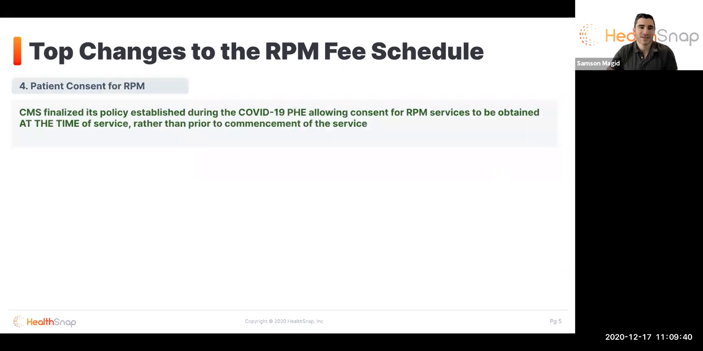The next is patient consent for remote monitoring. So there was a waiver during COVID that patient consent could be obtained at the time of service. As you can see in green, they did finalize this. So that's great to see that the waiver was finalized in 2021, meaning that you can get a patient consent right when you furnish an order RPM, as opposed to prior to the commencement of the service with the patient.